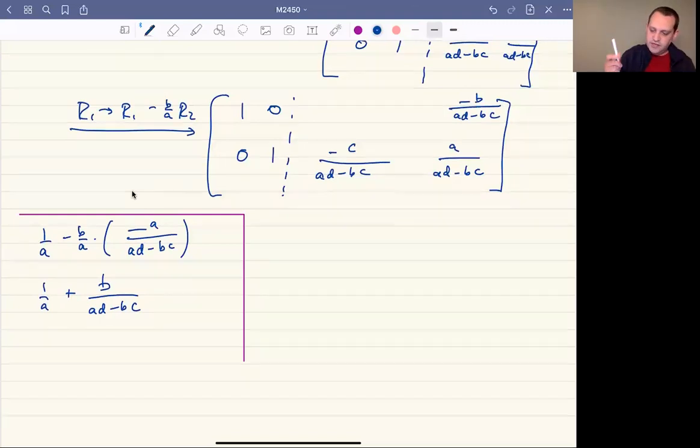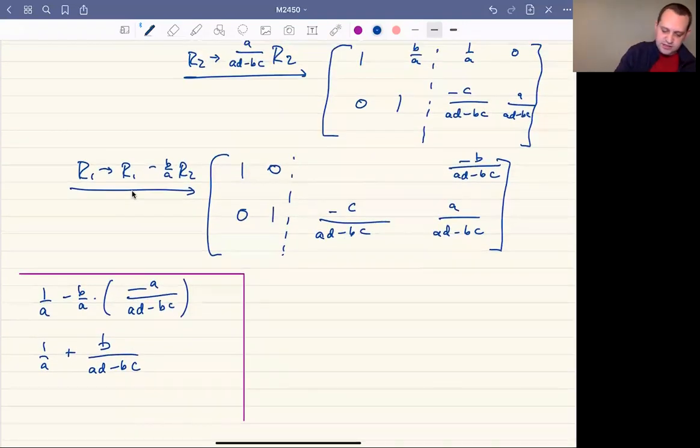Oh, good, I made a mistake. I'm glad I made a mistake because this is ugly and it's not supposed to be so ugly. This should be a minus C. I just didn't copy that right. I don't want these to cancel. So this is going to be good.